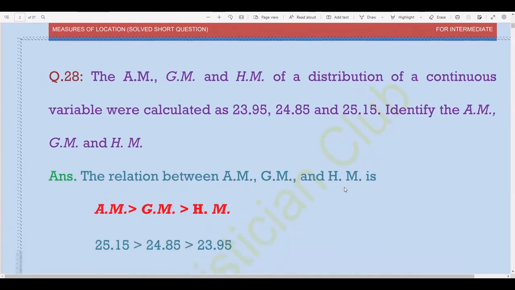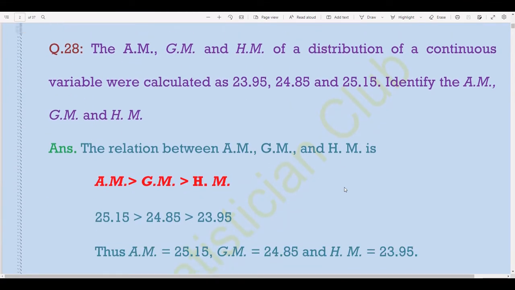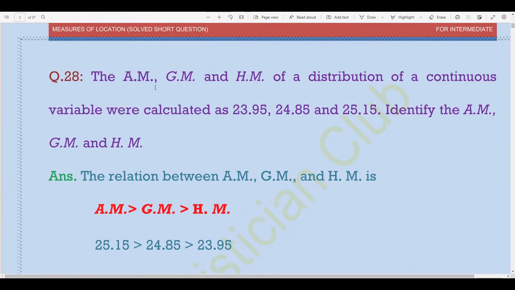So now let's start. Question number 28. The arithmetic mean, geometric mean and harmonic mean of a distribution of a continuous variable. As you know, a continuous variable is a variable which is measurable, meaning it will be in points. A discrete variable is a variable which is countable, and a discrete variable is present only in numbers like 2, 5, 7.